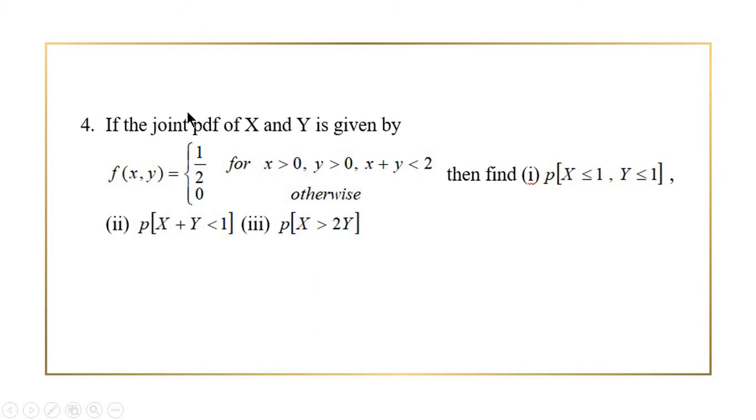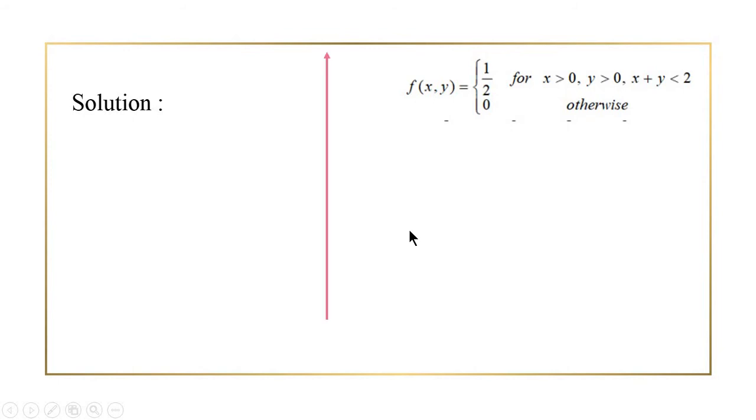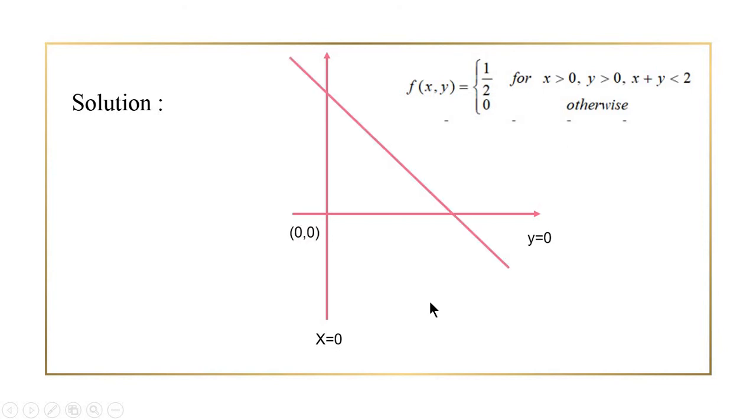Now let us draw the base region for which f of x y is 1 by 2. That is, I am going to draw x greater than 0, y greater than 0 and x plus y less than 2. We have the function here. So, this is our line x equal to 0. This is our line y equal to 0, origin. This is our line x plus y equal to 2. These are the points 2, 0 and 0, 2.